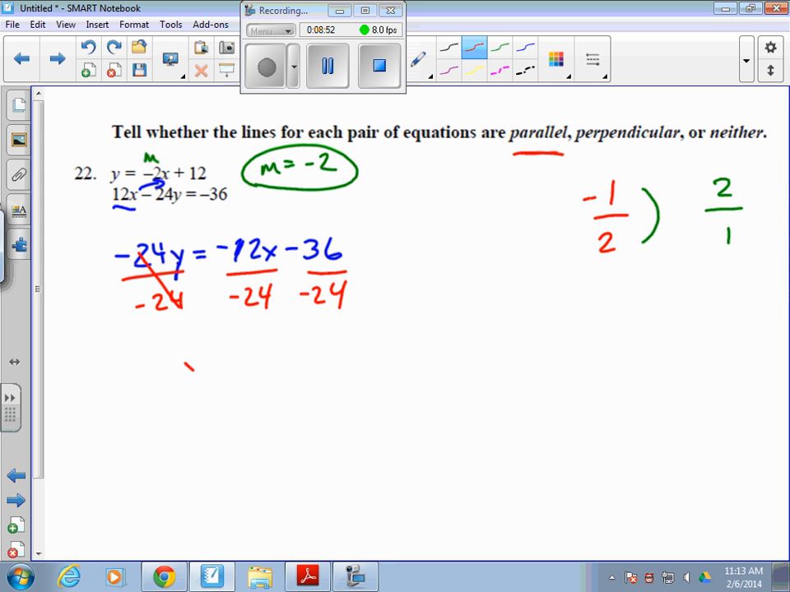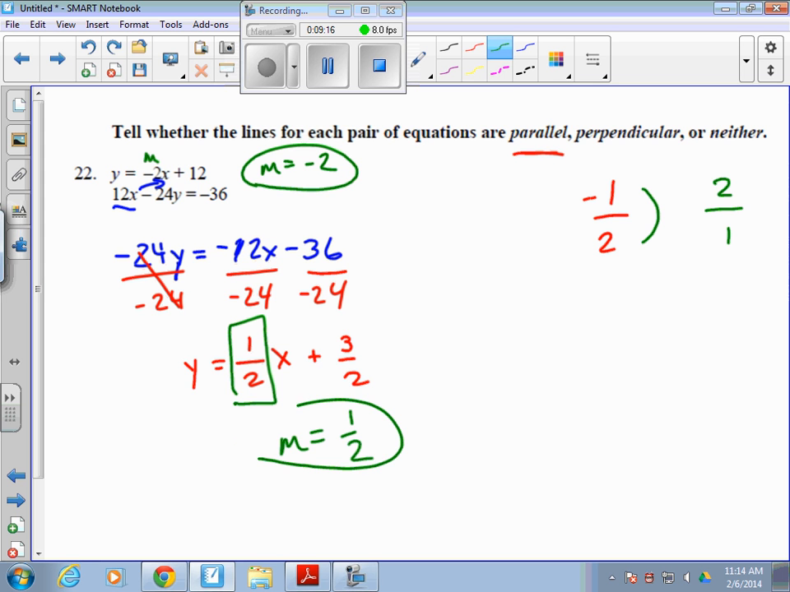It'll cancel and leave you with y equals a negative divided by negative is a positive. 12 goes into both of them, 1/2x. 12 goes into both of these. A negative divided by negative, again, is a positive 3/2. But what we're interested in is its slope value, 1/2. So clearly, it's not the same slope value as the other one. Negative 2 is not the same. So parallel is out. So we have to check and see if it's perpendicular.